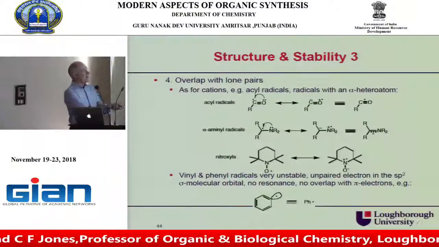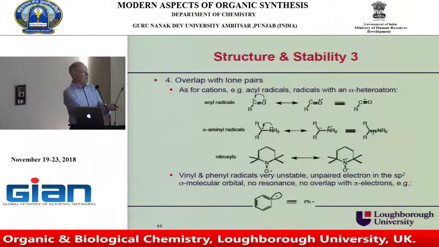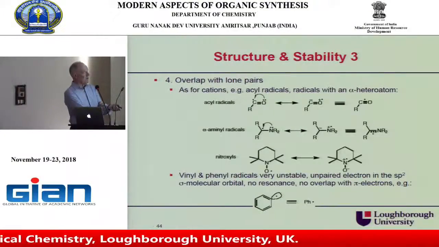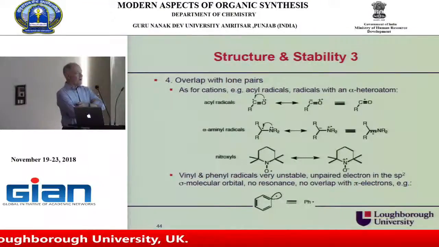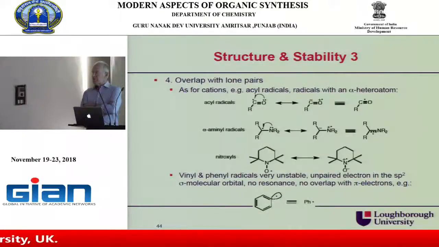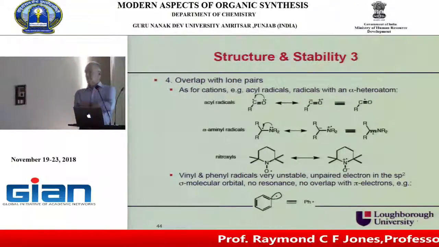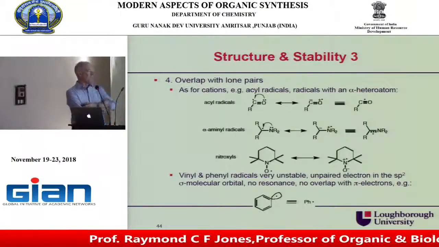Now the opposite happens when you have vinyl or phenyl radicals, which are very unstable, where the unpaired electron is in an sp2 sigma orbital, like this one, or the corresponding vinyl radical. There's no resonance, no overlap. This is a bit like the benzene situation. The sigma bond that's singly occupied is perpendicular or orthogonal to the pi system. So it looks like there should be an overlap, but there's virtually no overlap.